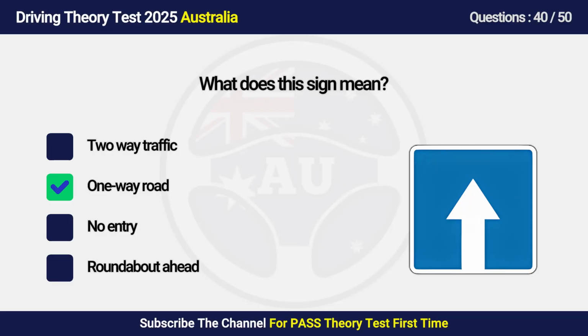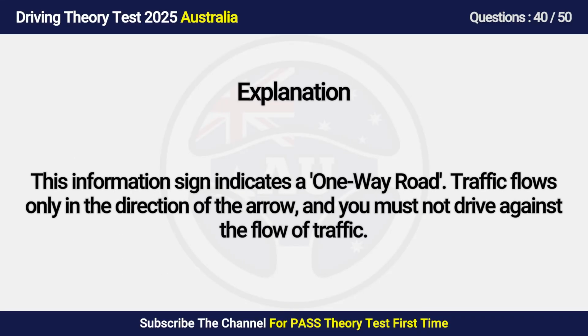Answer is B. One-way road. This information sign indicates a one-way road. Traffic flows only in the direction of the arrow, and you must not drive against the flow of traffic.